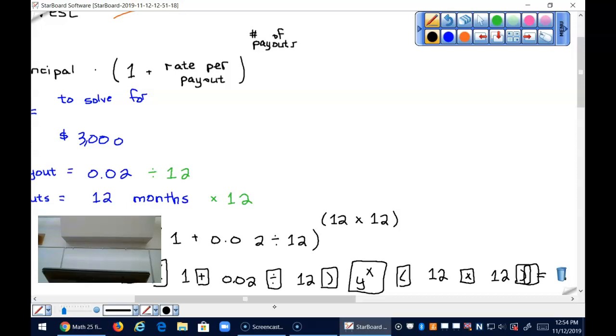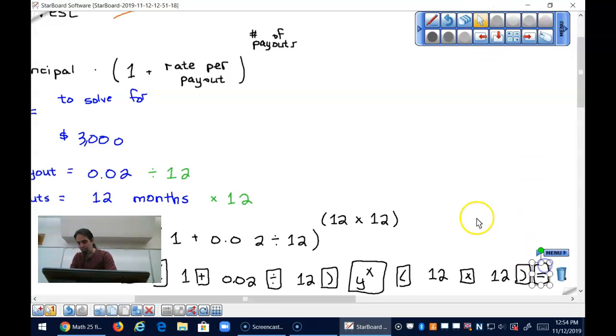So on my calculator, I have to put parentheses around the 12 times 12 so that the exponent key knows everything after that is in the exponent. Similarly, if I didn't want to do 0.02 divided by 12 first, I don't have to. But I need parentheses around that part then, so that my exponent will apply to everything and not just this 12 that's sitting there.